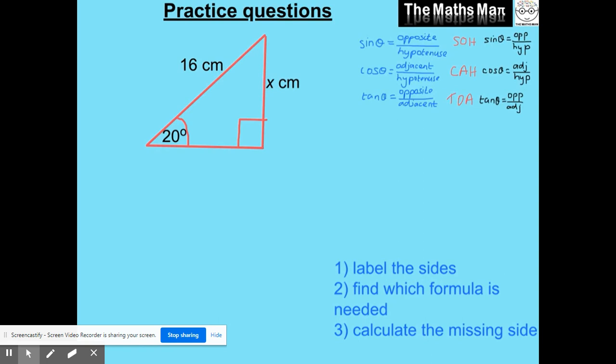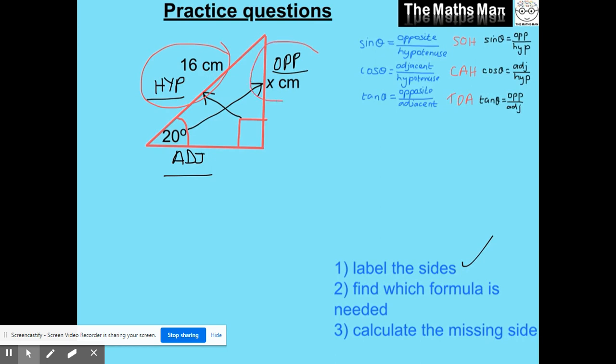Our next question, again, label. 16 centimeters is the hypotenuse. It's across the 90. Across the 20 degrees is our opposite, and next to is the adjacent side. In this case, what we are looking for is x, and what they gave us is 16. So we know our hypotenuse. We want to find our opposite.